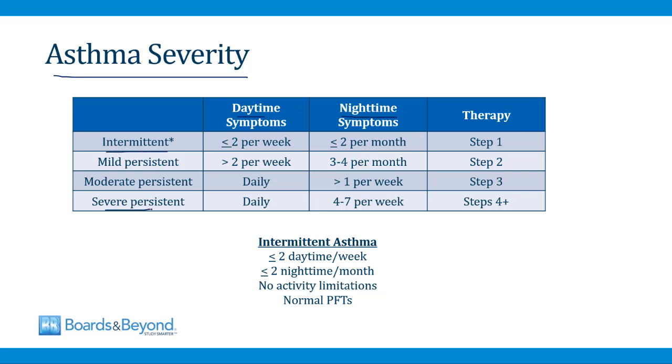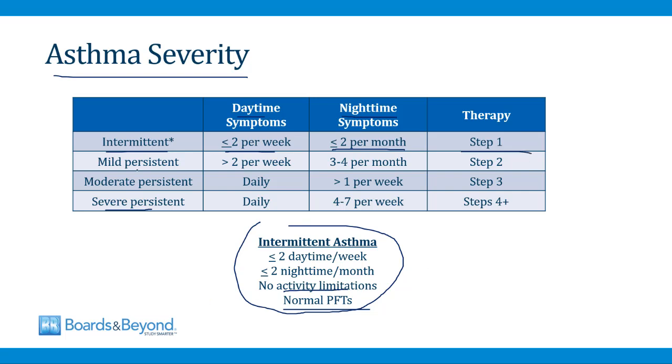So let's talk about intermittent first, which is the mildest form of asthma. Patients with intermittent asthma have daytime symptoms less than or equal to twice per week, and nighttime symptoms less than or equal to twice per month. In addition, if you look at the bottom of the screen, these patients also have no activity limitations and they have normal pulmonary function tests. Patients that meet all these criteria are said to have intermittent asthma, and they need the mildest form of chronic therapy, which is step 1 therapy, which we'll talk about in a minute.